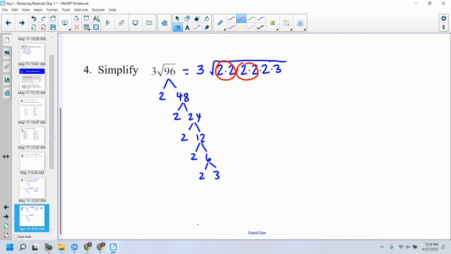Yeah, remember 2 become 1. So 3 already on the outside from the original problem, and we got 2 2s coming out. And then a 2 times 3 is 6 on the inside. So 3 times 2 times 2 is a 12 radical 6.